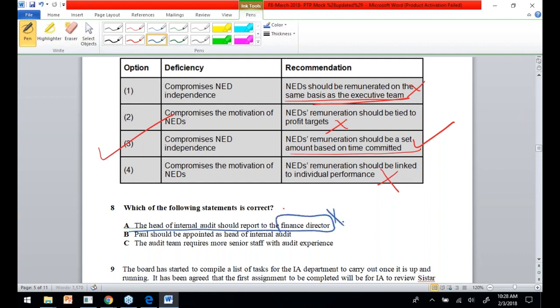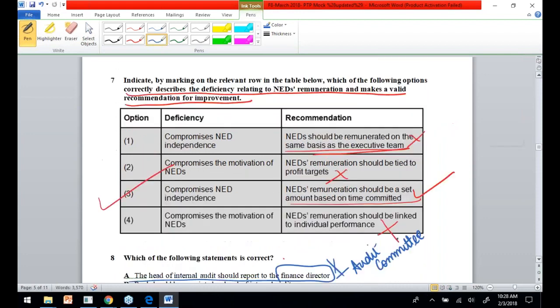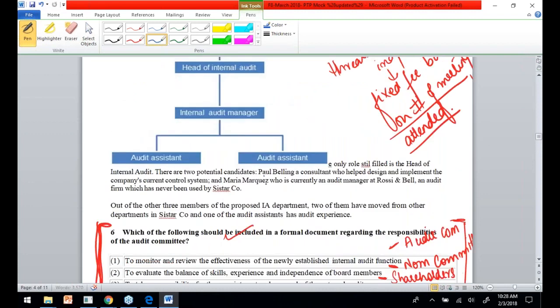This is wrong. The head of internal audit should report to the audit committee in order to maintain independence of the internal audit function and not the finance director. Paul should be appointed as the head of internal audit. All right, let's go back and see who Paul is. Okay, so Paul Belling over here is a consultant who helps design and implement the company's current control system. If he was hired as the head of internal audit, this would constitute the self-review threat. He would be reviewing the same controls that he helped design and implement.